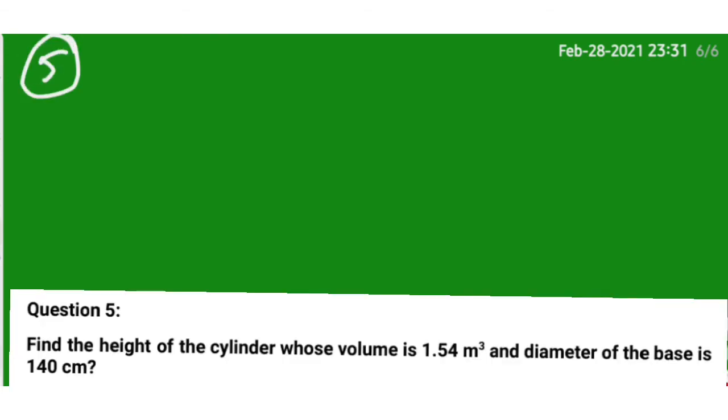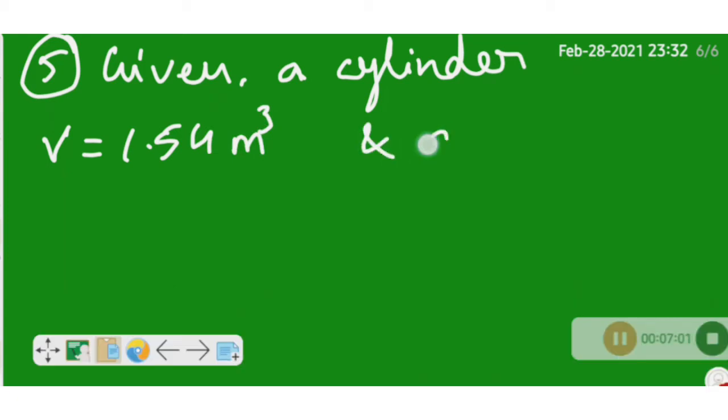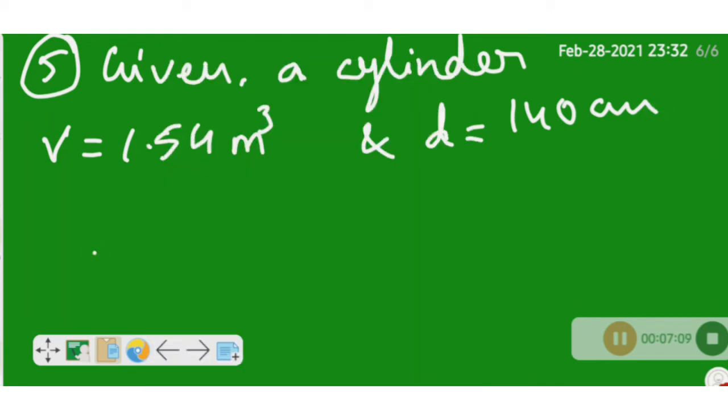Right. Fifth question we have: find the height of the cylinder whose volume is 1.54 meter cube. Given a cylinder of volume 1.54 meter cube and the base diameter is given 140 centimeter. So observe here, the volume is given in meter cube and diameter is given in centimeters. So when you are taking the radius, you have to take it in meters only.